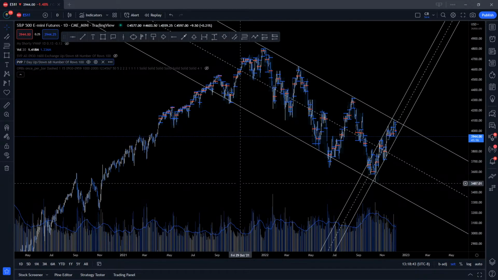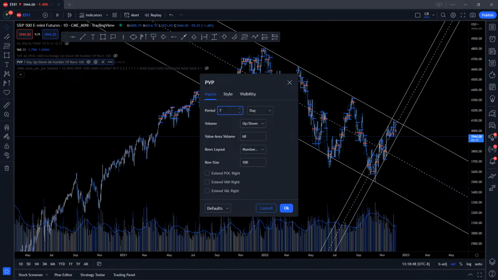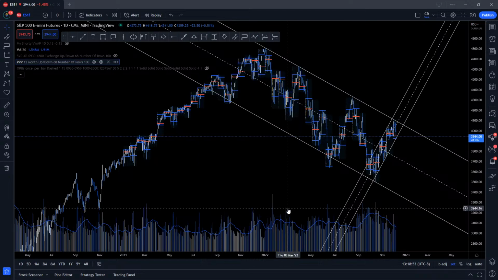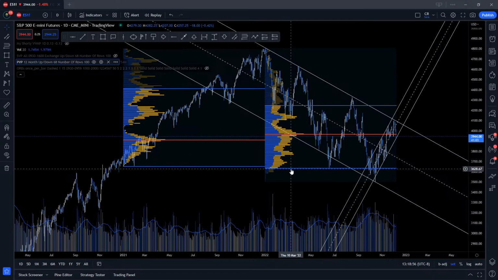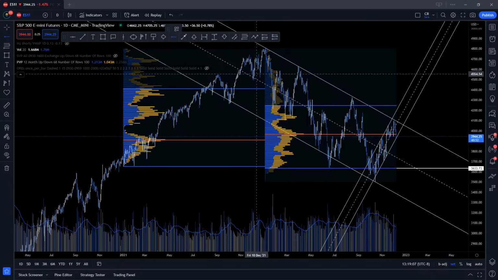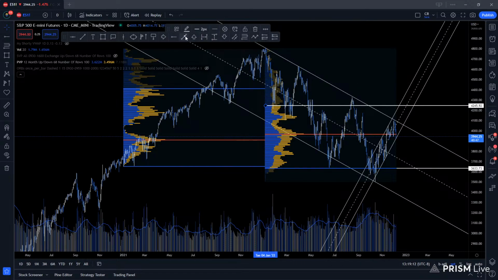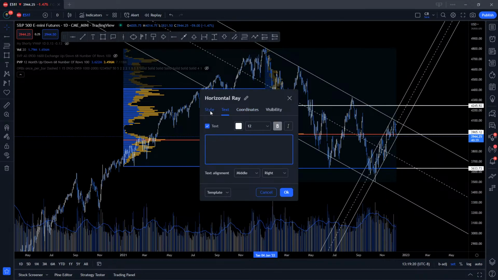And we want to switch to the 12-month. So this here will be our 2022 value area high and value area low. It's going to take a lot to move these right now, so I'm comfortable putting them on my chart a little bit early.